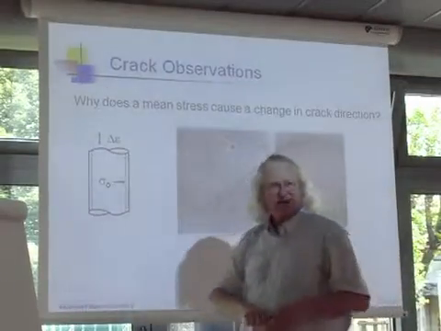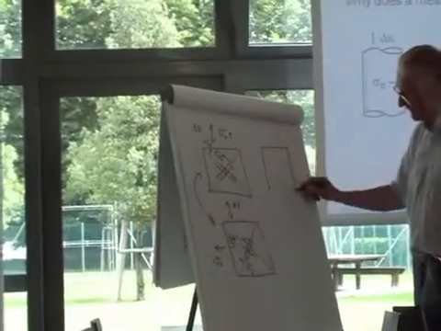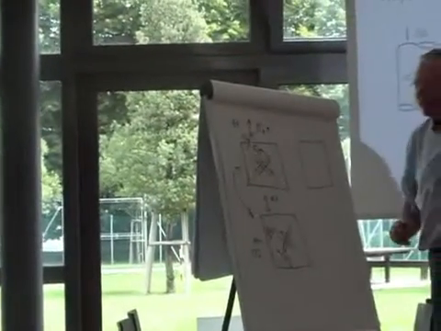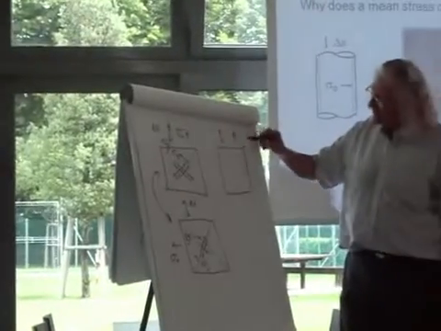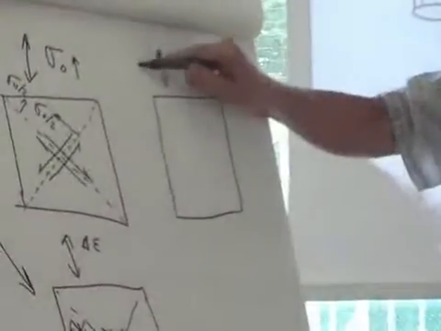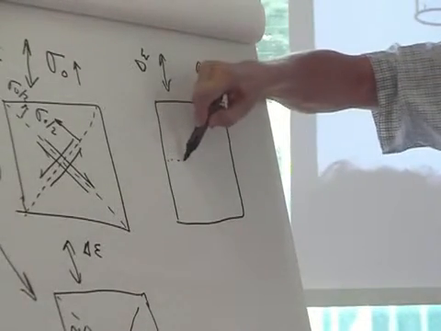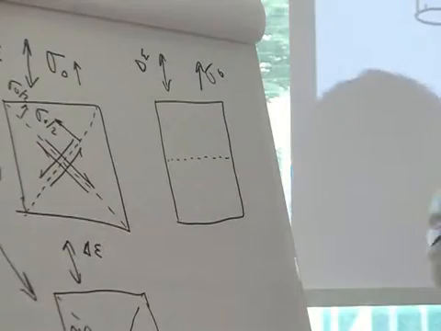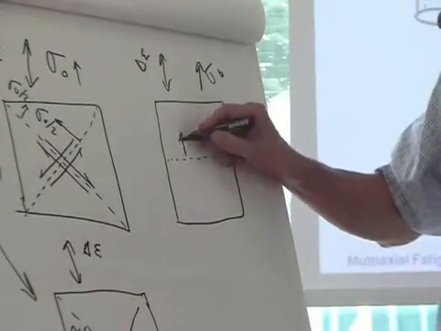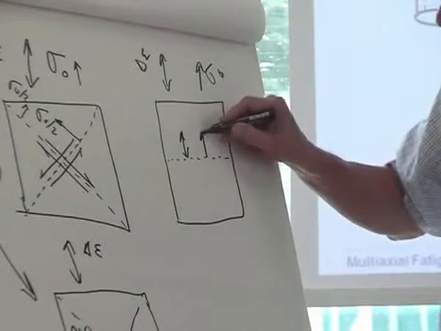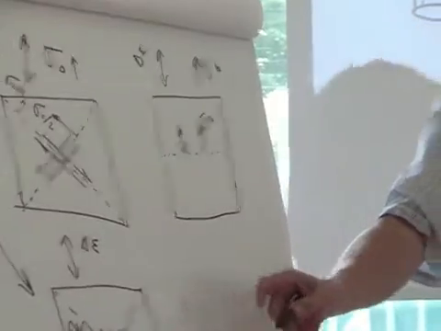Let's look at what happens in tension now. So same two cases. Right? And I'm going to load this the same delta E and of course the same sigma 0. And now, if I consider what happens in tension, I have this plane, right? And this plane sees a delta E and a sigma 0. How about this one?